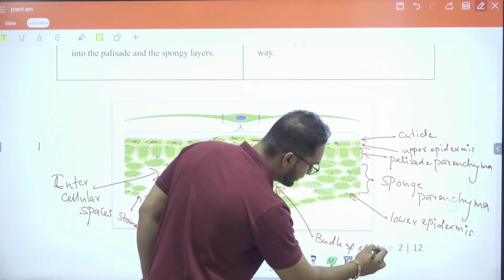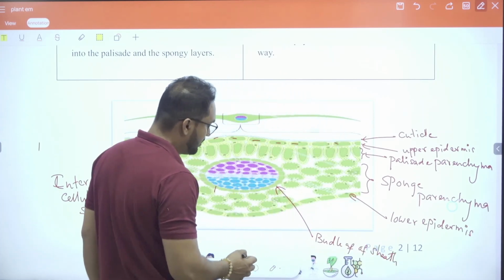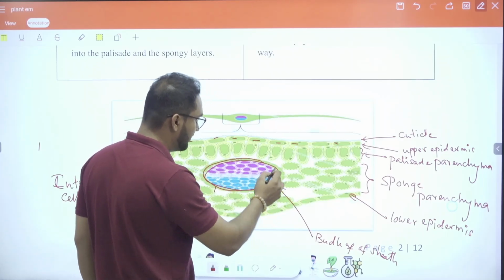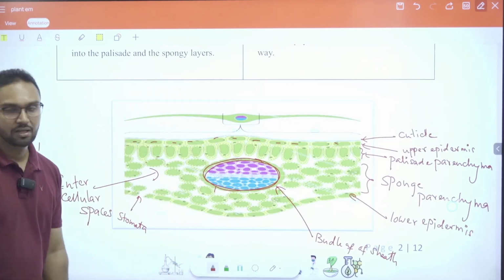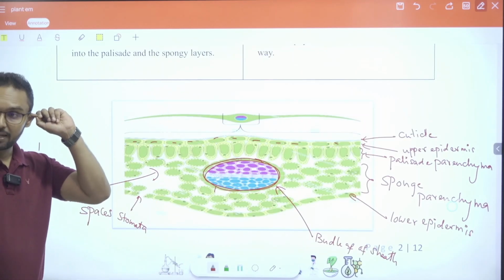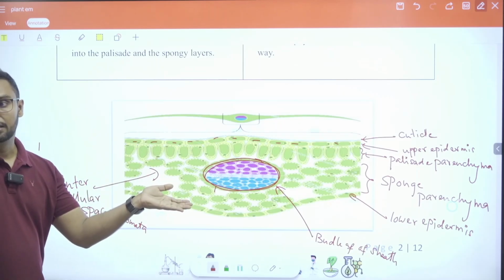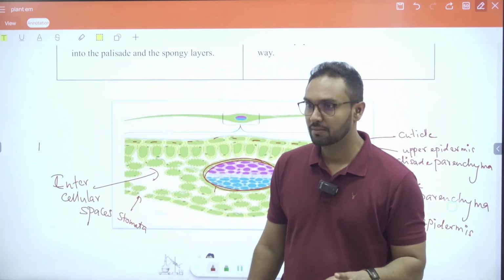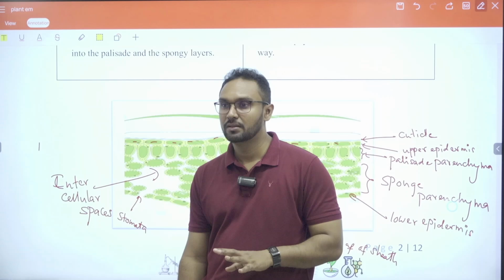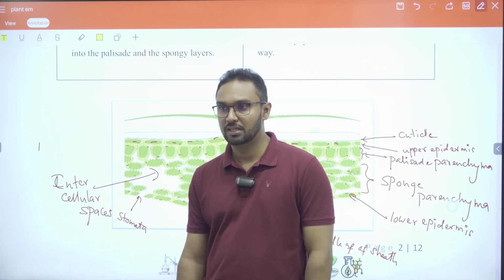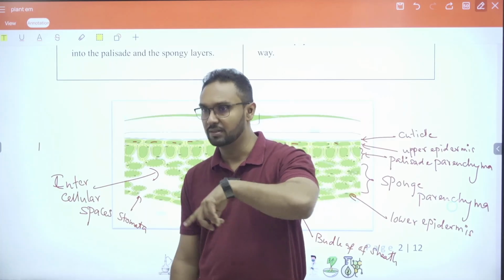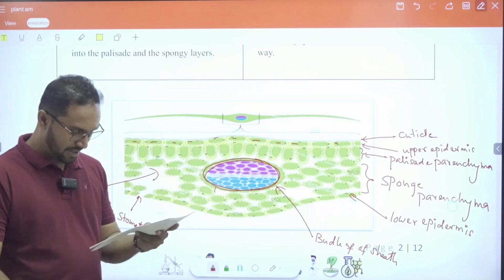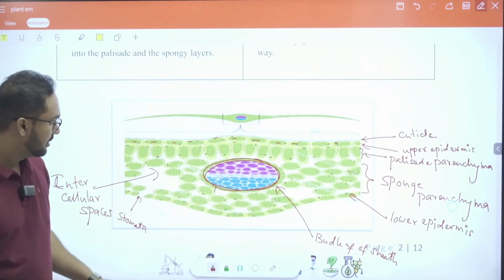You call the bundle sheath the part which is covering the what? The xylem and phloem, right? It's called a bundle sheath. Now the difference is what? The vascular bundles of the monocots don't have this bundle sheath. The xylem and phloem are there, but there's no cover. There's no bundle sheath in monocots, right? So the dicots have this bundle sheath, and the inside of it is the xylem and the phloem.